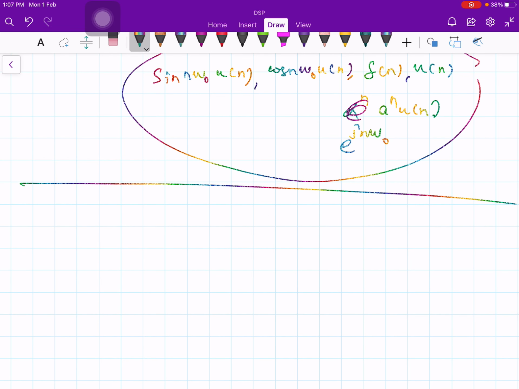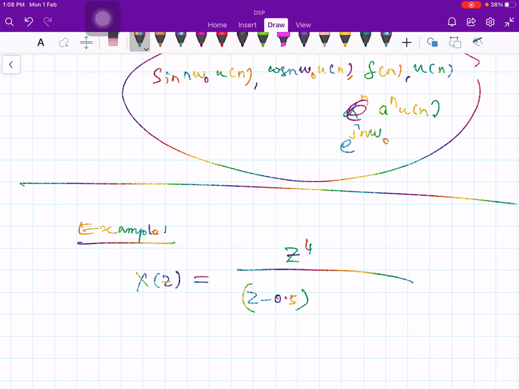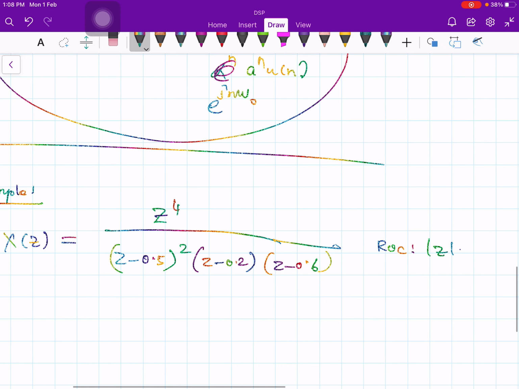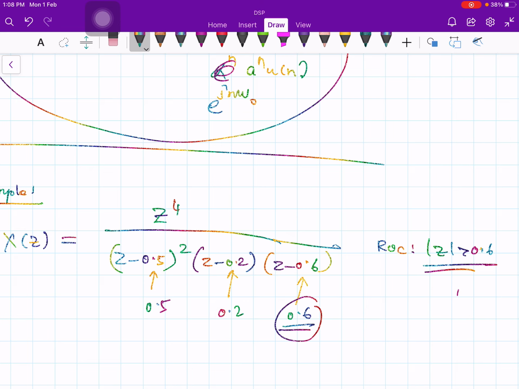Now let's take an example of multiple poles. In case I have multiple poles, how can I find the inverse z transform? Let's say X of z is equal to z to the 4 whole divided by z minus 0.5 whole squared times z minus 0.2 multiplied by z minus 0.6. And the ROC is given: mod of z is greater than 0.6. Greater than 0.6 means outside of the outermost pole. One pole is located at 0.5, another at 0.2, and another at 0.6. Which pole is the farthest pole? 0.6. And the ROC is outside of the farthest pole from the origin.